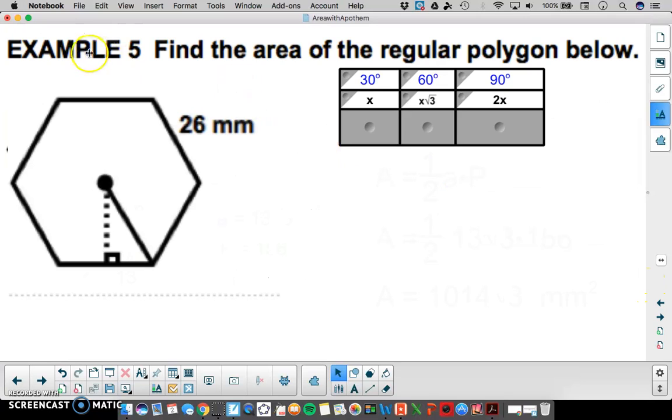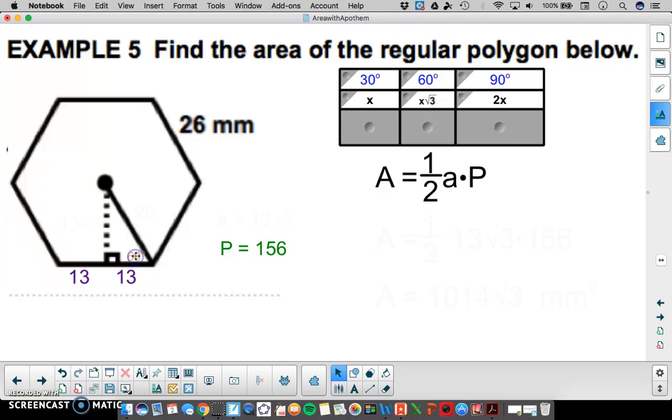Taking a look at the example here, find the area of this regular hexagon. So we're given the side length of 26. We know it's regular, so we know the perimeter will just be 6 times 26, which is 156. Now we just need to find the apothem to be able to find the area. We know the apothem will cut the side length in half, which makes 2 lengths of 13 here.